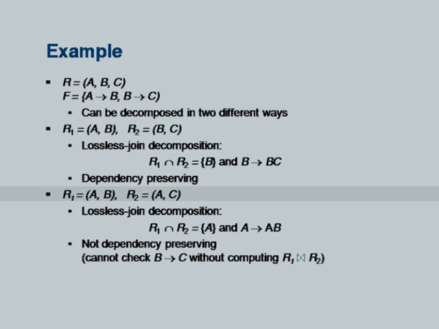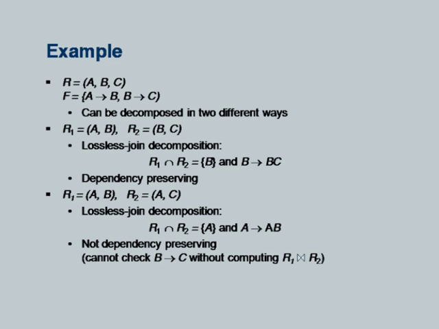Now here is the other possible decomposition into AB and AC. Now what happens? What is the common attribute? A. Now is A a super key for either of those two? Well, if you take AB, we have the functional dependency A determines B. So A is a super key for this one. So that is enough to show it's lossless join. But out of curiosity, let us see if A is a super key for AC.